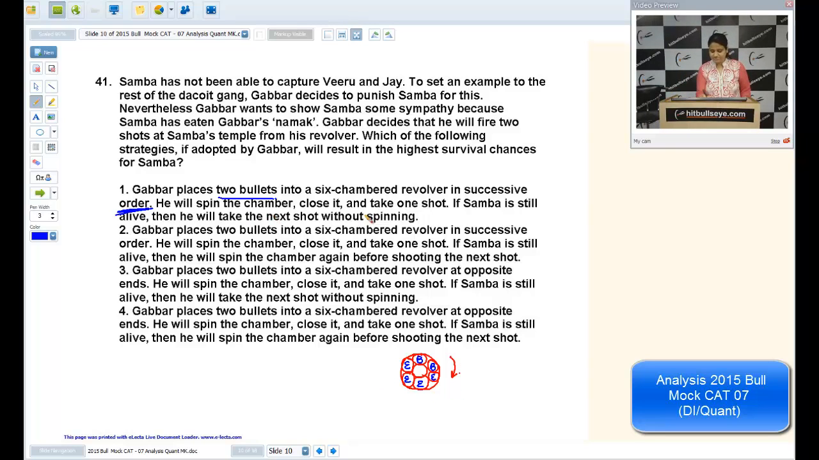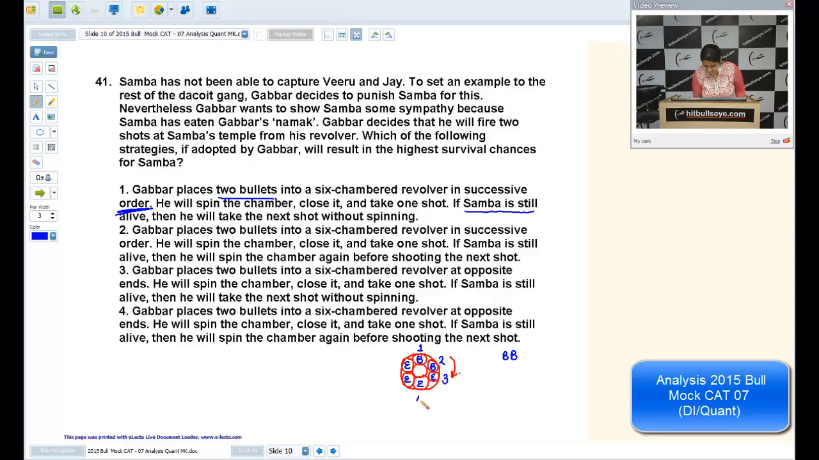He'll spin the chamber, close it and take one shot. If Samba is still alive, then he will take the next shot without spinning. It means we are getting two consecutive places. If I take two consecutive places, I'm starting with this one. It can be bullet, bullet. I'm going into clockwise direction.